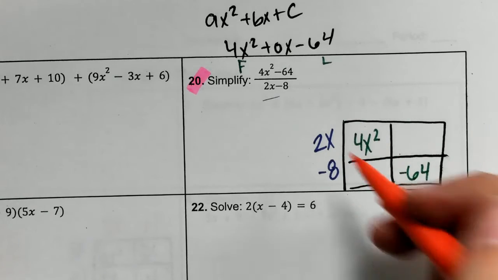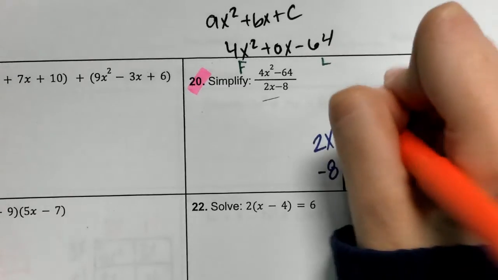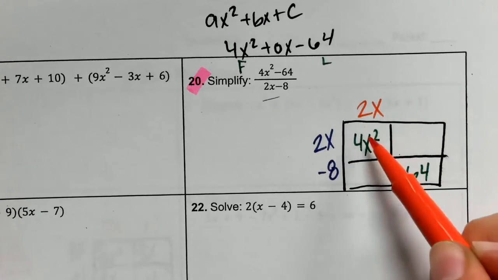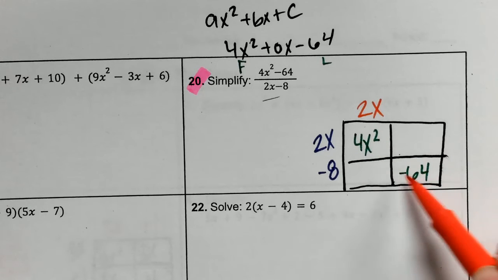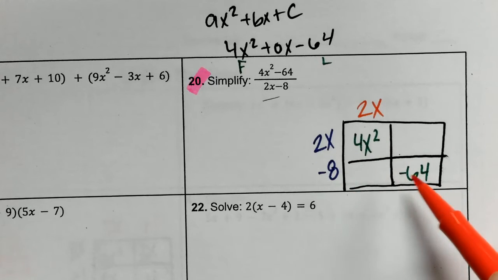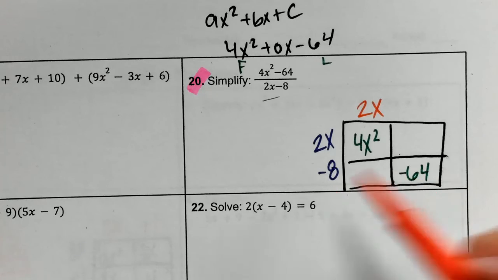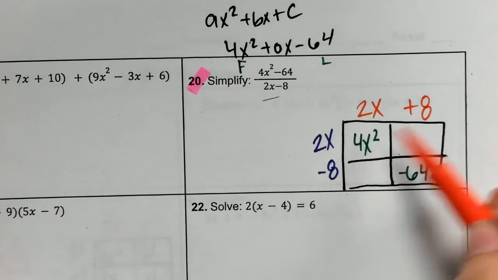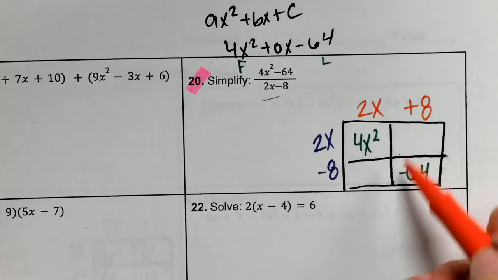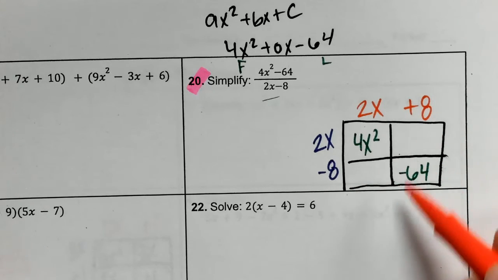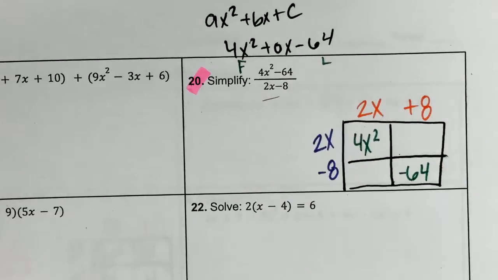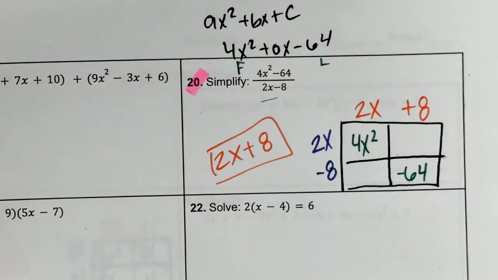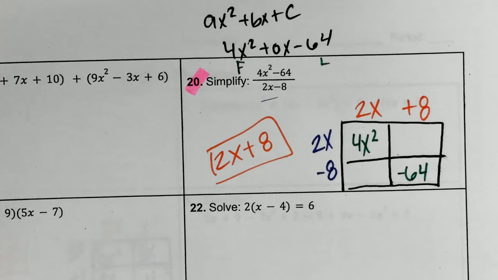So work backwards. I know 2 times 2 is 4, and x times x is x squared. So 2x times 2x is 4x squared. Negative 64. If you don't know factors of 8, just divide. Negative 64 divided by negative 8 would give you positive 8, which works out. 8 times 8 is 64. Negative times positive is negative. So negative 8 times positive 8 is negative 64. My answer is 2x plus 8.